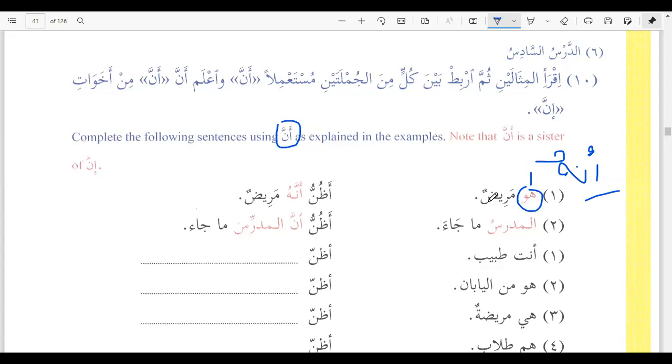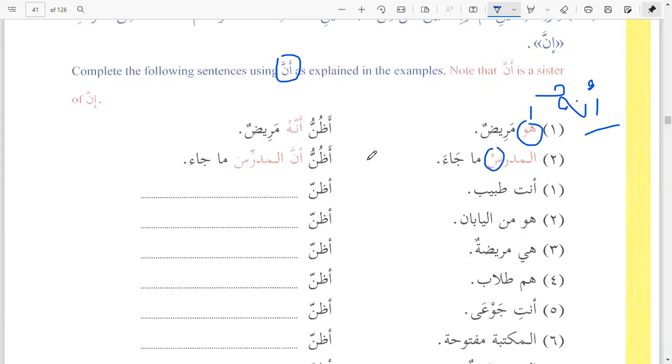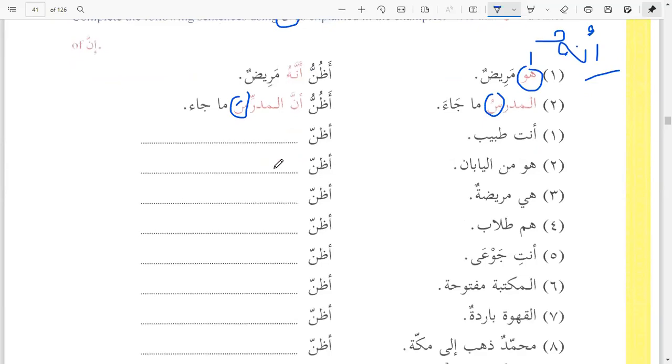Huwa maridun, he is sick. Azunnu annahu maridun. I think he is sick. Al mudarrisu ma jaa, the teacher did not come. Ma jaa, did not come. So, azunnu annal mudarrisa. So this mudarrisu will change into mudarrisa. Azunnu annal mudarrisa ma jaa. I think the teacher did not come.